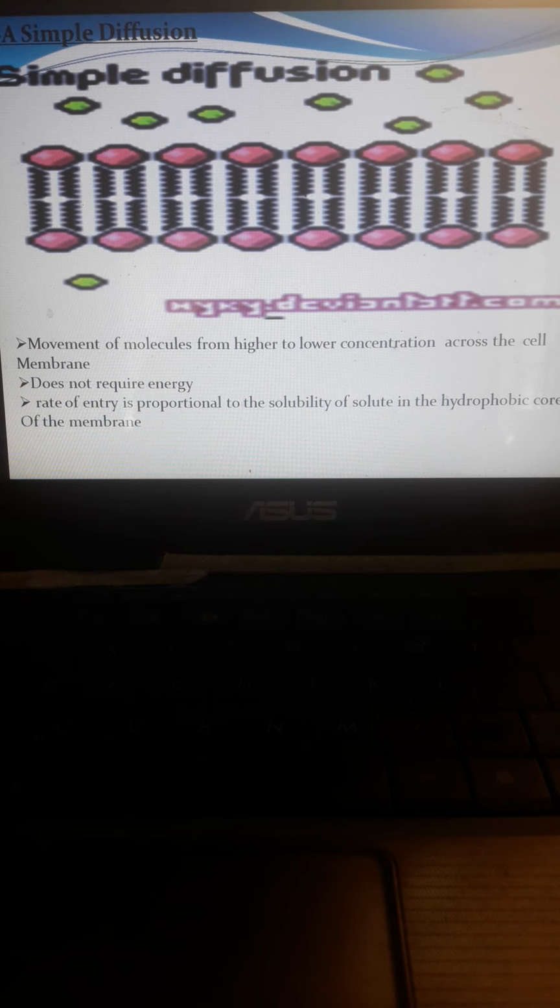So the rate of entry is proportional to the solubility of the solute in the hydrophobic region. Meaning the smaller the size of the particles that cross the bilayer of phospholipids, the faster they move compared with larger size or molecular weight. The lower the molecular weight, the faster is the diffusion process. So that follows the law of mass action.